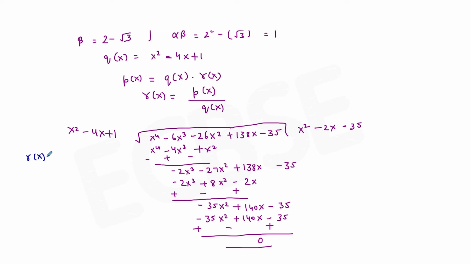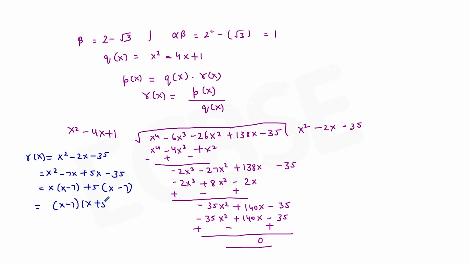So here r(x), which we obtain, is x^2 - 2x - 35. Now factorize it. In order to find the factors, we will split the middle term. Splitting the middle term, we obtain -7x + 5x - 35. Now taking common factors, it will be x(x - 7) + 5(x - 7). So the factors are (x - 7) and (x + 5).